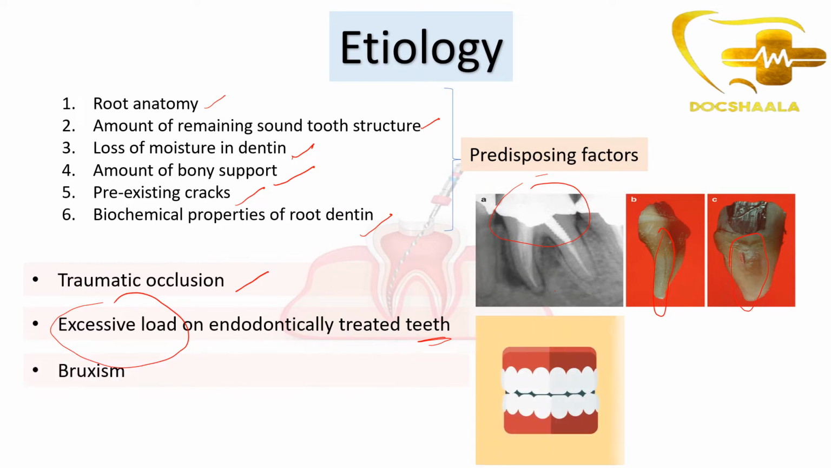Along with that, one more etiological feature is bruxism. What is bruxism? It is grinding of teeth. Most commonly it happens during night time, but sometimes when the patient is abnormal, the bruxism may also be exhibited by the patient during the daytime also.